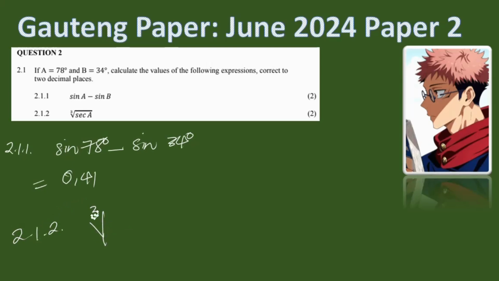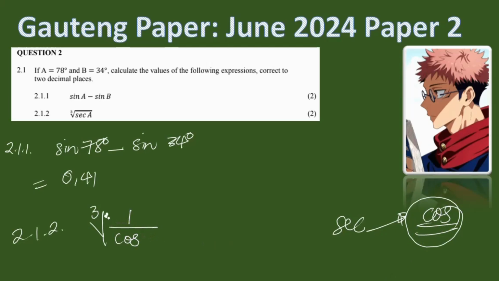The second question, do the same thing. I have a cube root of the secant. What is the secant now? The secant comes from cosine, right? Which means the inverse of a cosine. That's what I want here. So I have 1 over the cosine, right? The cosine of A, how much was A? A was 78 degrees. So I'm just going to put this on a calculator and see what I get.